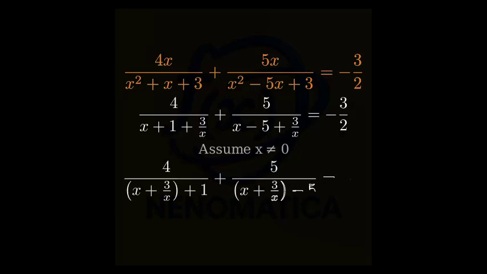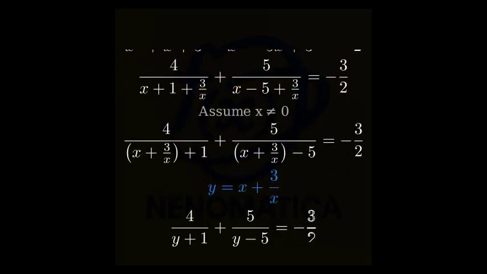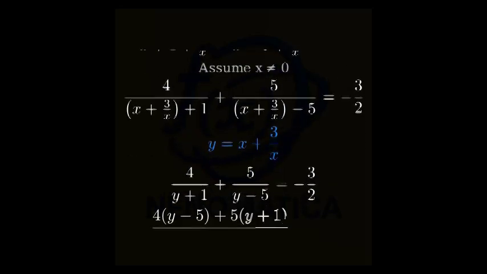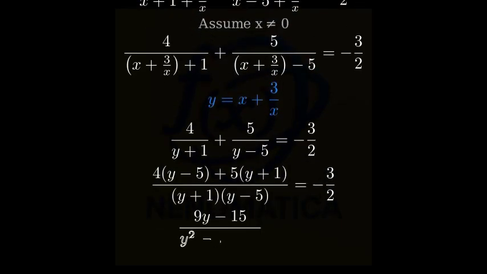Now, group the repeated pattern as left parenthesis x plus 3 over x right parenthesis, then plus or minus the constant. Let y equal x plus 3 over x. Substituting, we get 4 over y plus 1 plus 5 over y minus 5 equals negative 3 over 2. Now, we will combine the left side into a single fraction using a common denominator. We cross-multiply to clear denominators.